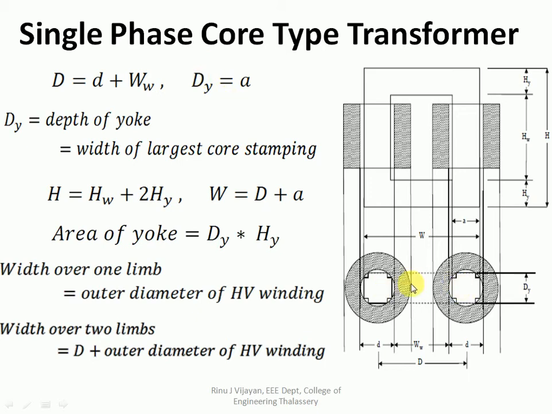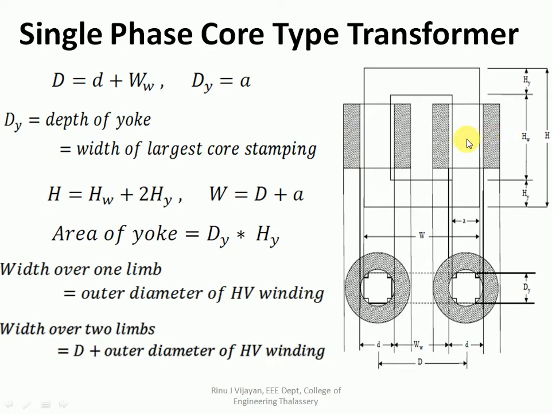In the diagram which is shown here, it's very clear that the cores which are used here are of cruciform or stepped. The width over one limb, that is the distance between this point and this point, can be easily found out by finding the outer diameter of the high voltage winding. The width over two limbs, that is the distance between this point and this point, can be found out by adding d. D is actually the center to center distance between the two cores, and half the diameter of outer high voltage winding and half the diameter of outer high voltage winding.